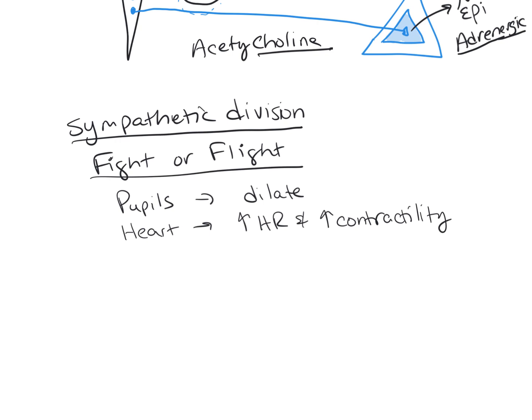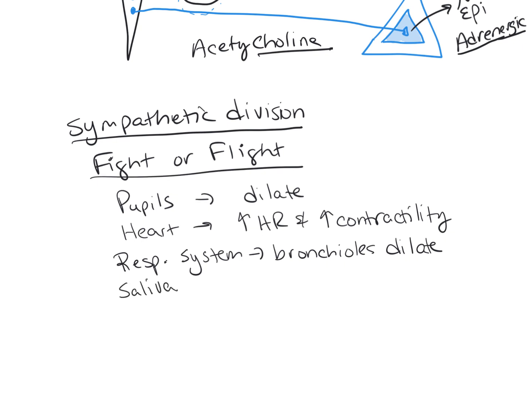What's going to happen to your respiratory system? Your bronchioles will dilate, and you start breathing in more oxygen. What's going to happen to your salivary glands? Well, when you're really scared, like think about standing up and talking in front of a large group. If you get nervous doing that, your salivary glands are going to dry up. So this is going to be inhibited. And inhibited means that you will have a dry mouth because you won't have saliva being secreted.